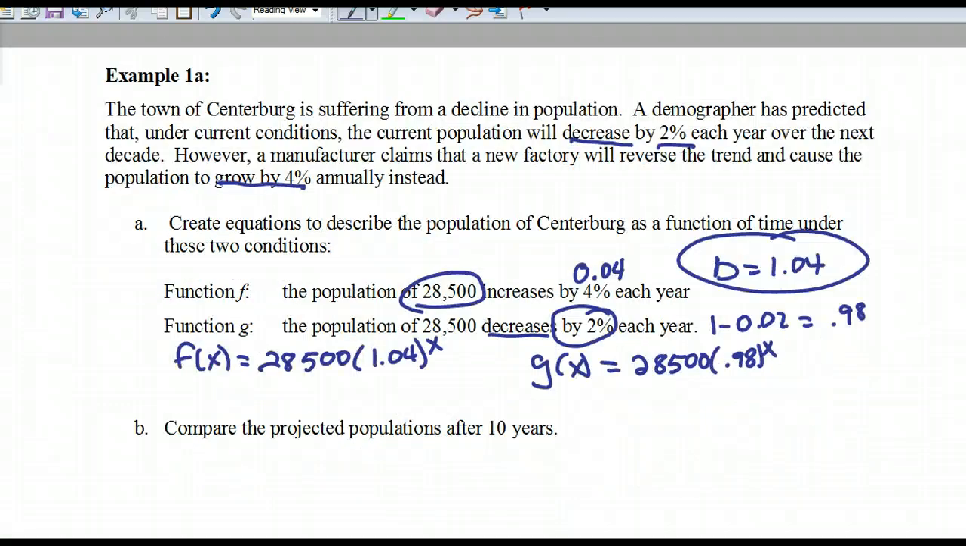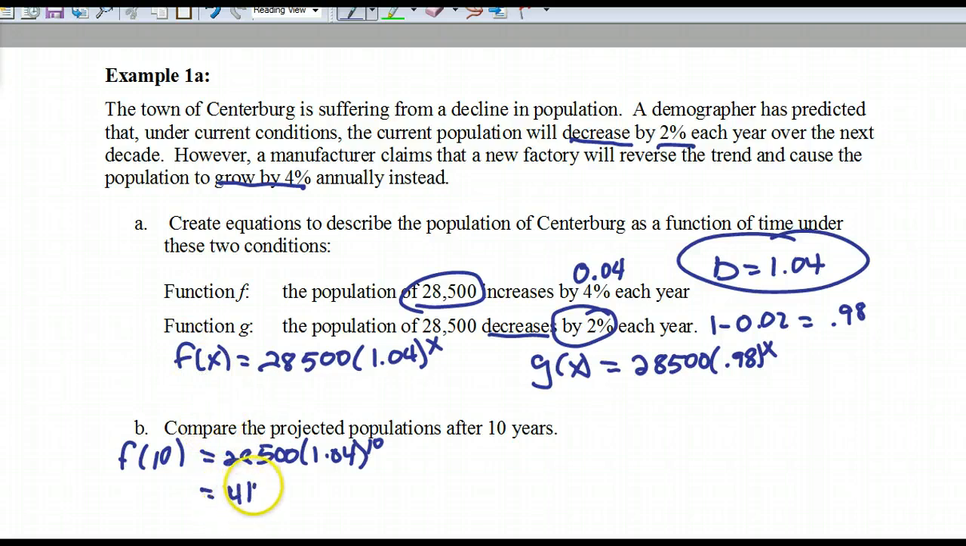So for part B, we're actually wanting to see what the difference between them is in 10 years. So we're going to replace the x by 10. So we've got to find f of 10. And that will be 28,500 times 1.04 to the 10th power. If you put that in your calculator, you're going to end up with 41446.8.